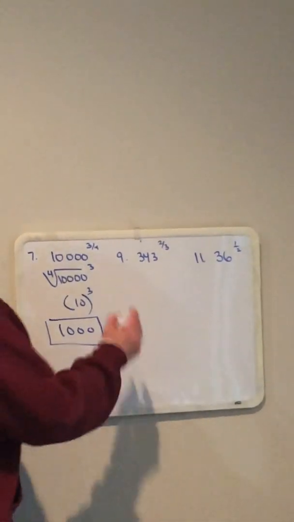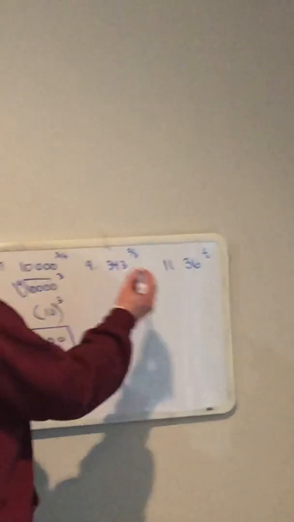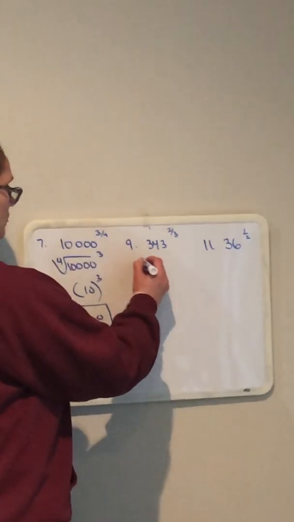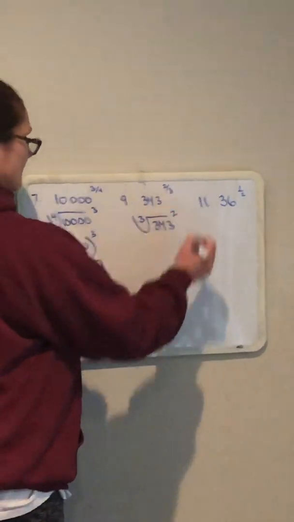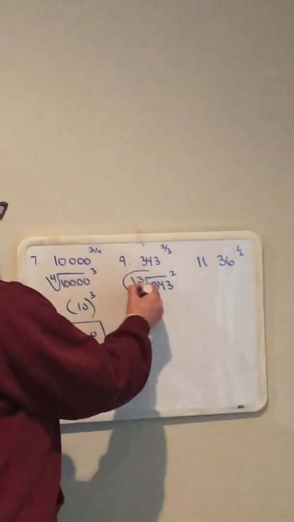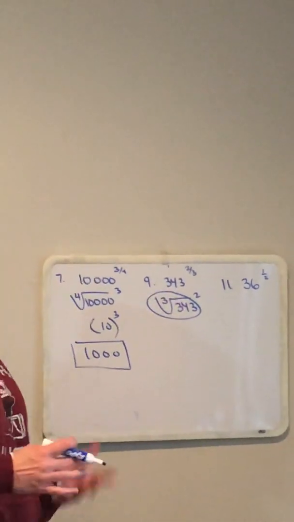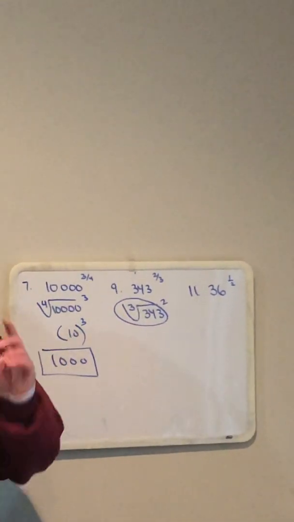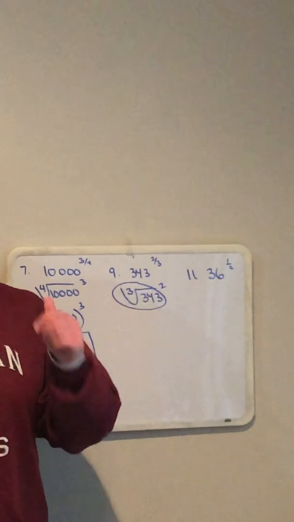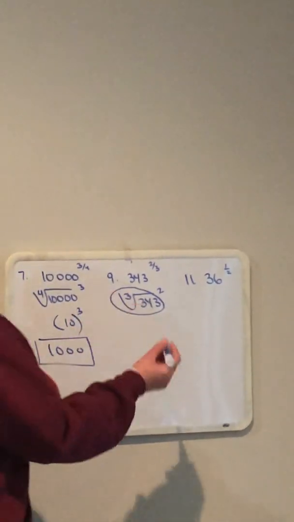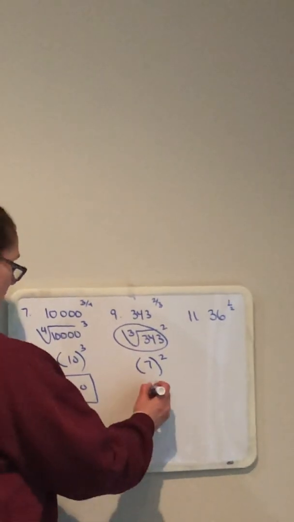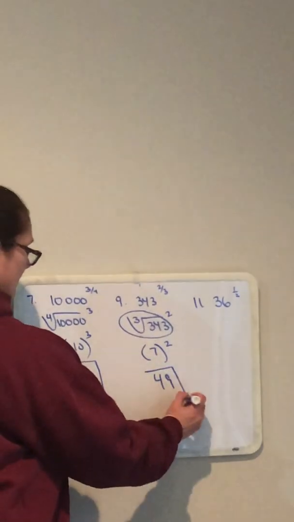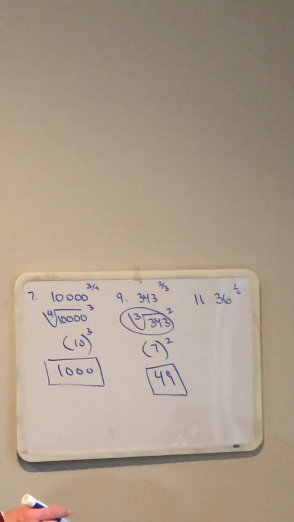Number 9, 343 to the 2/3 power means the cube root of 343 to the second. Now the cube root of 343 is not something you're familiar with, so you might have had to try out a bunch of different numbers. The number that works there is 7, because 7 times 7 times 7 is 343. So now you have 7 to the second, which makes 49. The answer to 9 is 49.